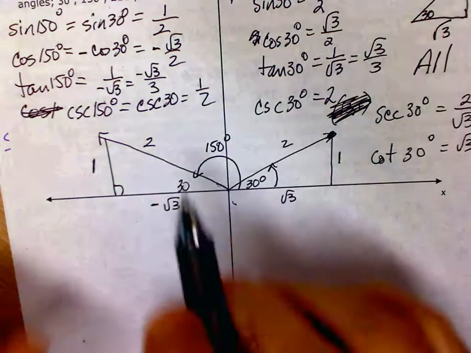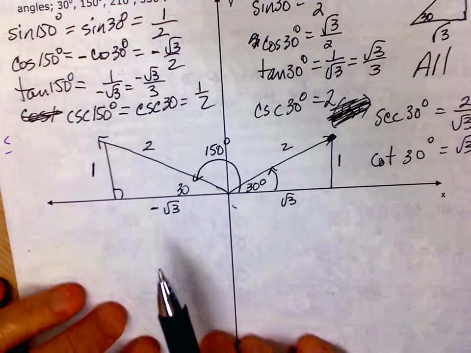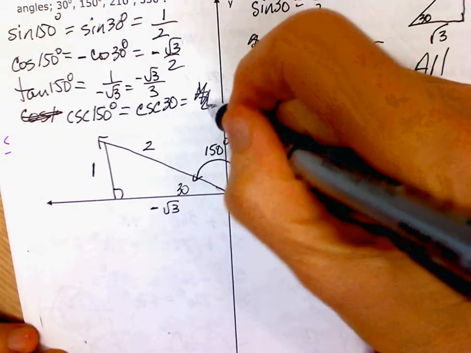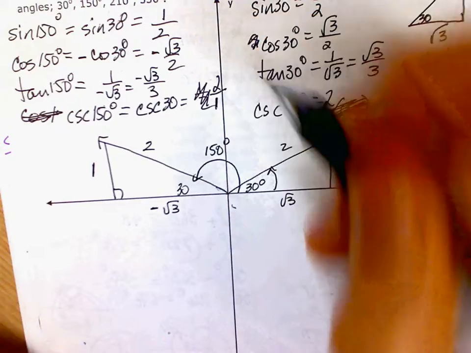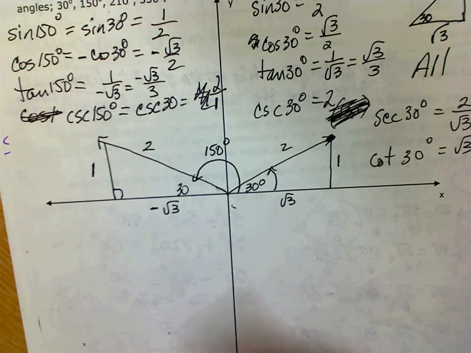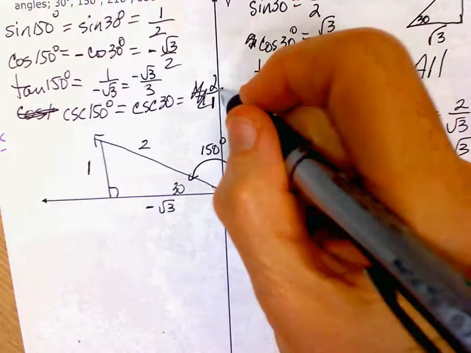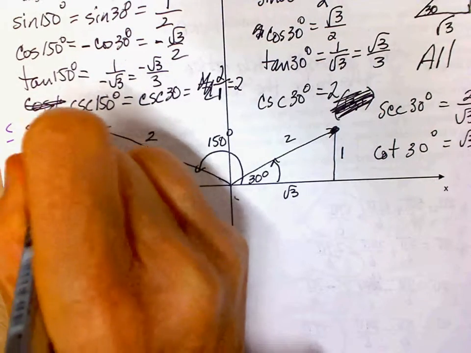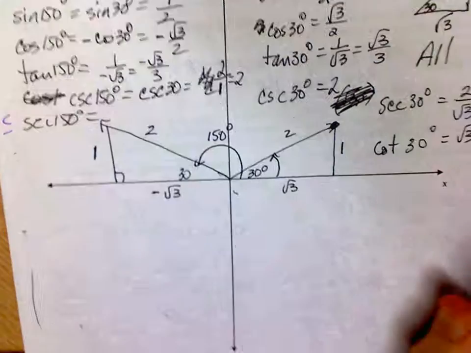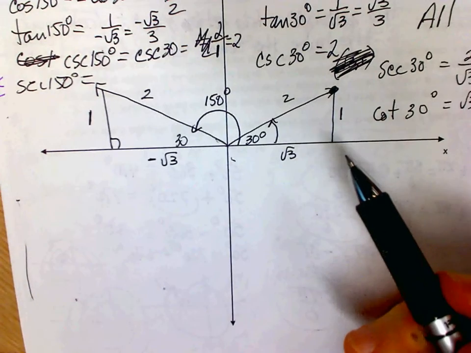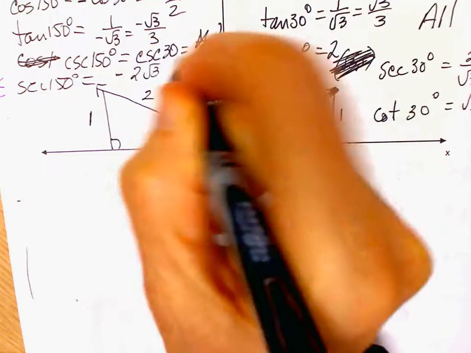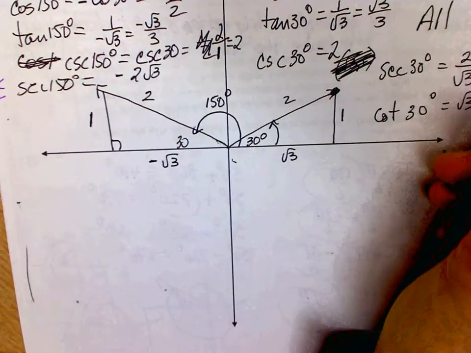I am writing 2 over 1. I apologize. Yes, thank you. It is just 2. You're absolutely right. Secant of 150 is equal to what? Negative 2 root 3 over 3, right?